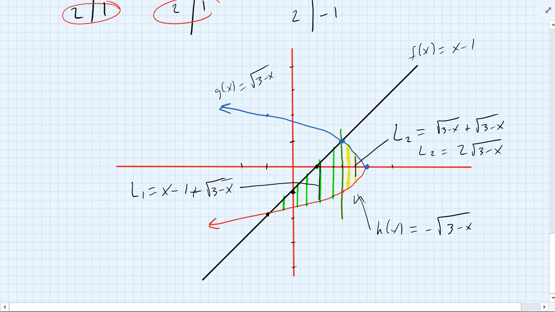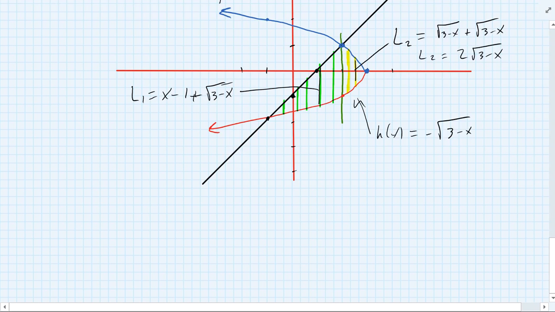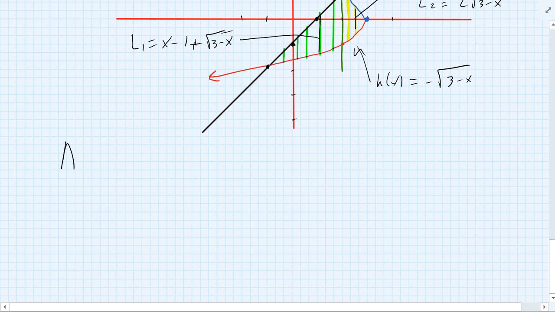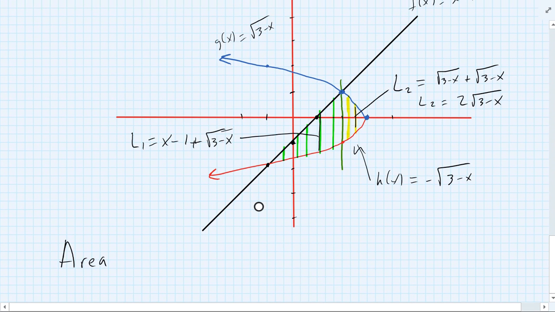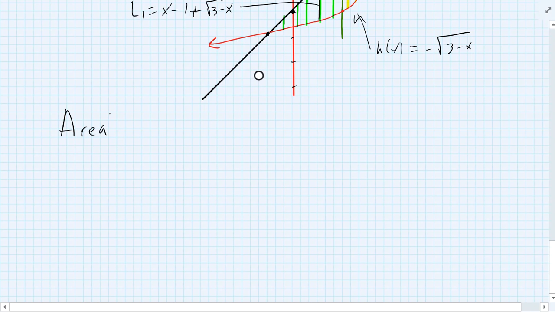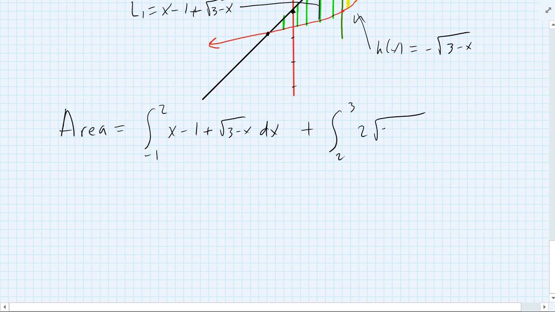Everybody see it? Okay, so that means that if I want to find the area this way, I have to break it up into two intervals. I'm going to integrate from 0 to 2 and then from 2 to 3. So area is equal to the integral from negative 1 to 2 of length 1, which was x minus 1 plus the square root of 3 minus x dx, plus the integral from 2 to 3 of 2 square root of 3 minus x dx. Other problem with this, you have to integrate using u sub, and you have to remember that negative derivative because of the negative x.